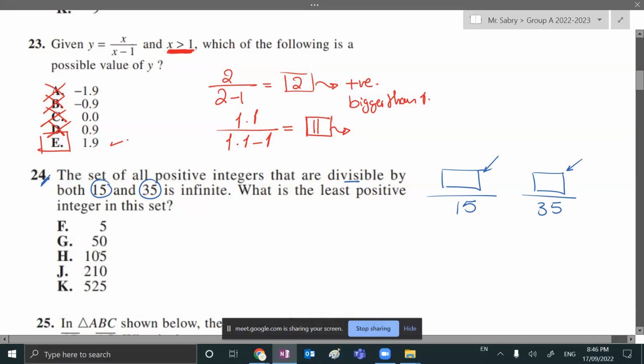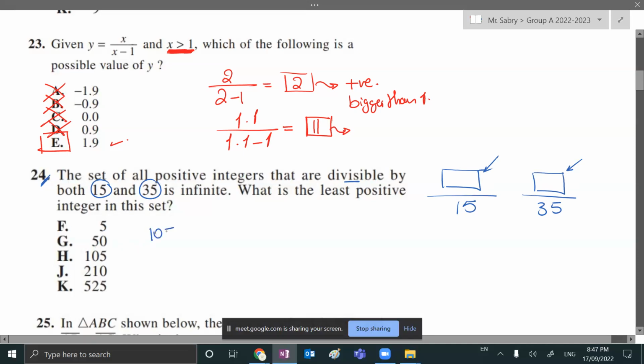So I think, for example, if you tried 50 divided by 35, it will not come out as a whole number. 50 divided by 15 will come out as a decimal. All of them will come out as a decimal, something point something. 105 divided by 15, check them out. I don't even recall what it was. So the only possible answer I think is 105.